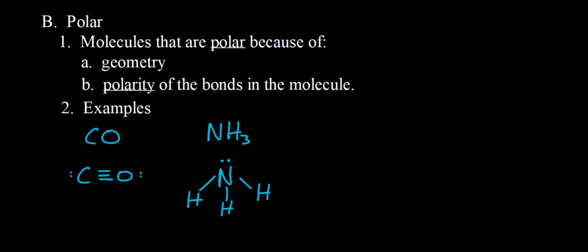So there's the Lewis structure for ammonia. Let's go back to carbon monoxide for a second. Oxygen is more electronegative than carbon, and so the oxygen end of the molecule is slightly negative, and the carbon end of the molecule is slightly positive. So we have a molecule with opposite ends.